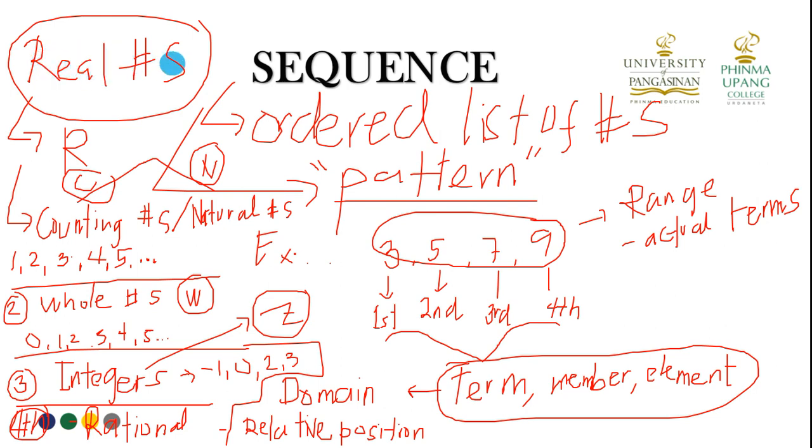Again, the 3, 5, 7, 9 is the range in a sequence. That is what we call the actual terms. And the term or the member or the element, the first, second, third, and fourth, that is what we call the domain, which is the relative position of the sequence. Again, what is sequence?